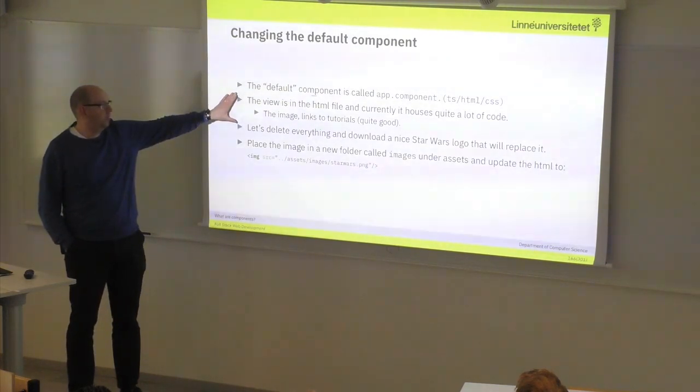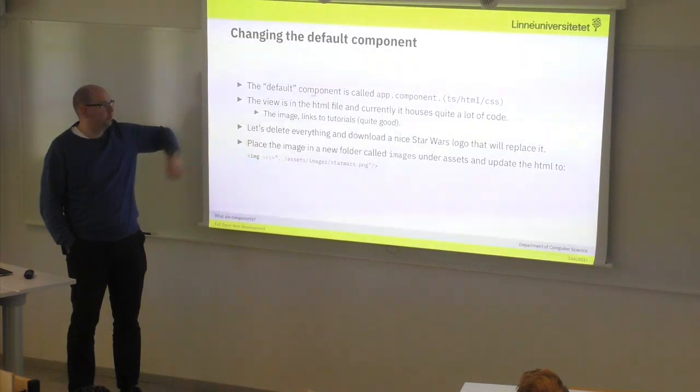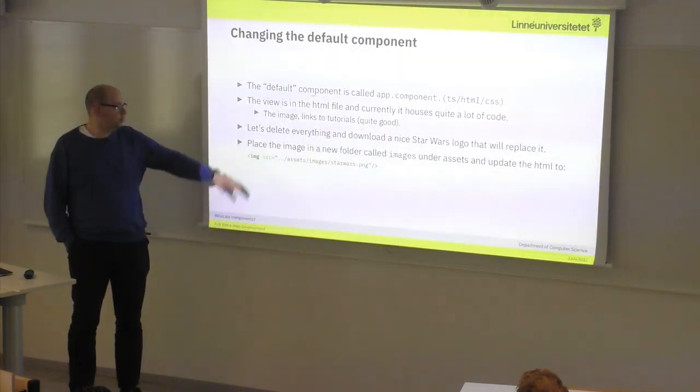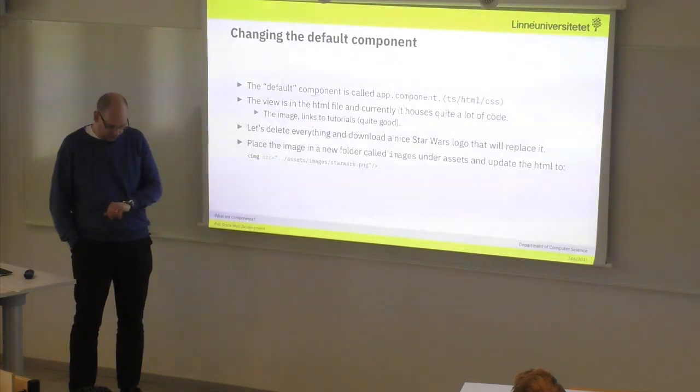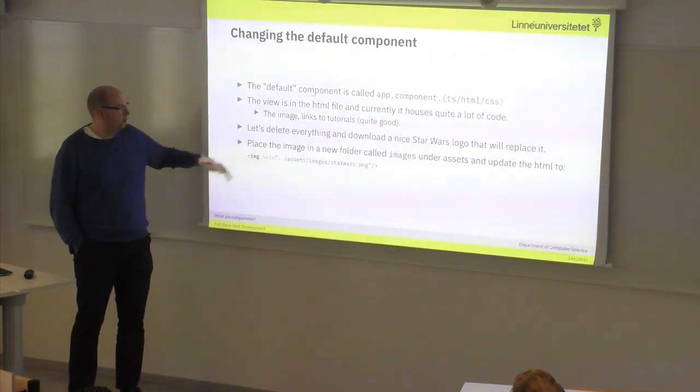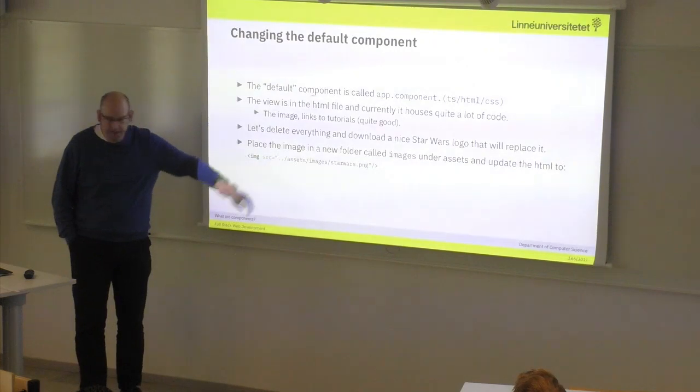The view is a HTML file, and it also has quite a lot of files. But what we are going to do now is to delete everything in the HTML file and add an image file instead. And I've downloaded a nice PNG, and I put it in assets, and I just add this.